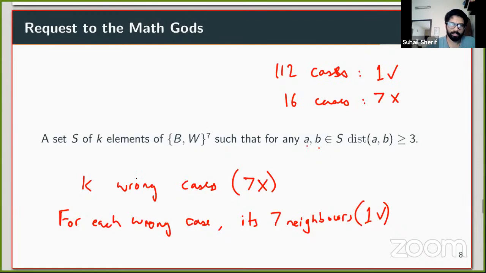So when the math gods give us this set S of k elements, what we get is basically k cases with 7 wrong and 7k cases with 1 correct each. Now, if the math gods manage to find a set of size 16, that is the optimal strategy. The only question is, can the math gods find us a set of size 16? If they cannot, there is no optimal strategy. If they can, then there is an optimal strategy.